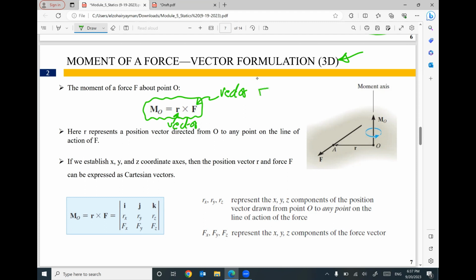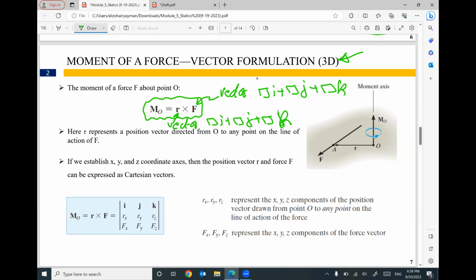Vector means we have number i plus number j plus number k. And this vector R is number i plus number j plus number k. And you are multiplying 2 vectors. We cannot say time. We have to determine what type of multiplication. It's a cross product. How to figure out this cross product? I will figure this out.